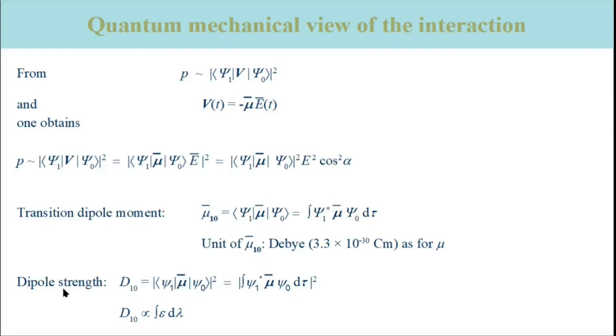As we have seen in the equation above, this one, the probability for a transition depends also on the angle alpha between the transition dipole moment and the electric field vector. The probability is large when both quantities are parallel or antiparallel, but 0 when they are perpendicular. The transition dipole moment between the ground state and the first excited state is often abbreviated μ1 0. It is written like this in the Dirac notation and like this in the position representation.